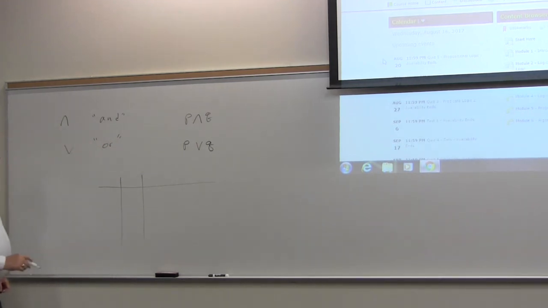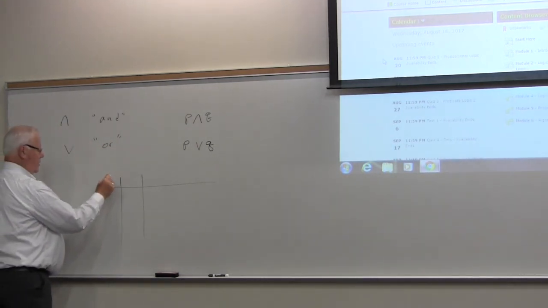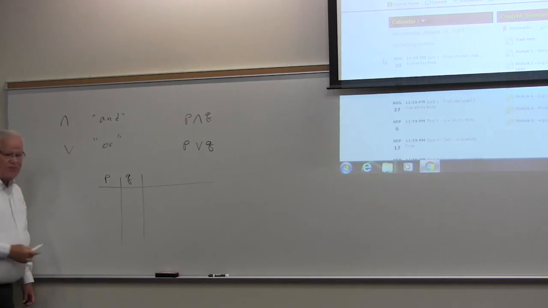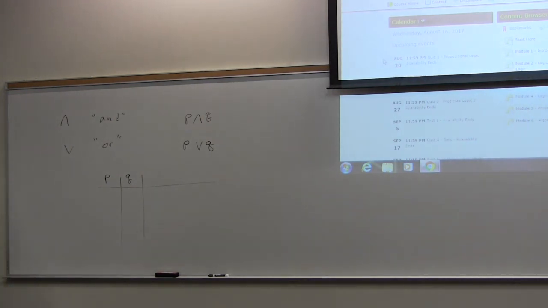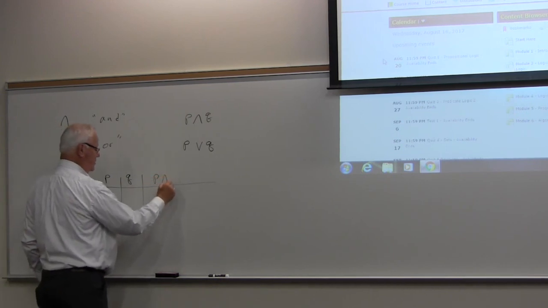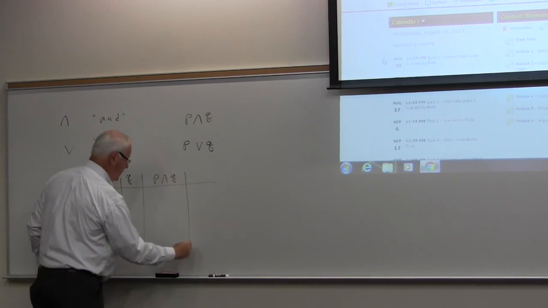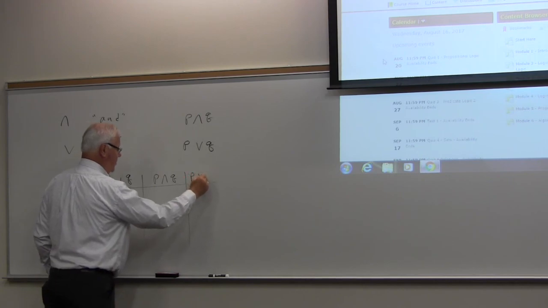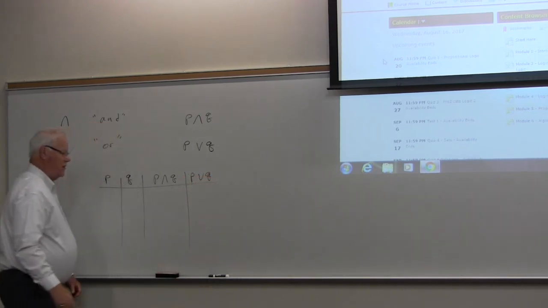And to build a truth table, what we do is we take the individual propositions. By the way, when we put them together, it's still called a proposition. It's a compound proposition. We put the two together, and then we can analyze the more complex propositions. And you're going to see this on the quiz.